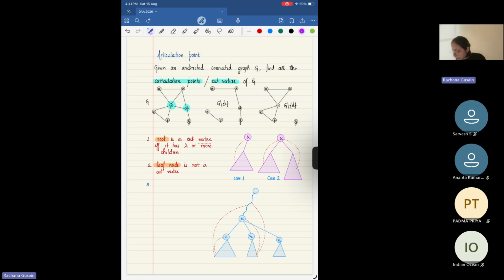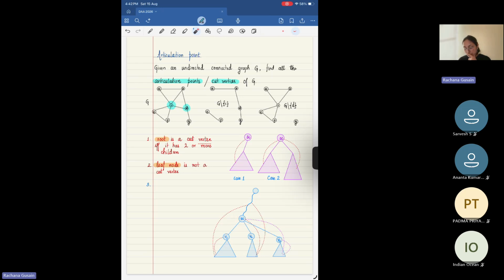So I'll have some back edge and you see at the most it reaches U. But there is no back edge which is going to an ancestor of U. So if vertex U indeed has a child, and if you look at the subtree rooted at that child, all the back edges at the most come back to U. There is no back edge which is going to an ancestor of U.